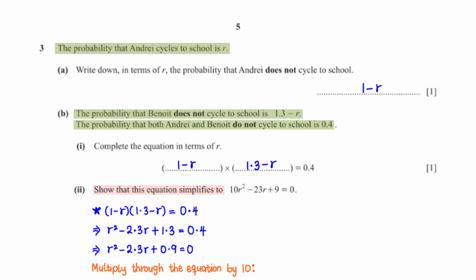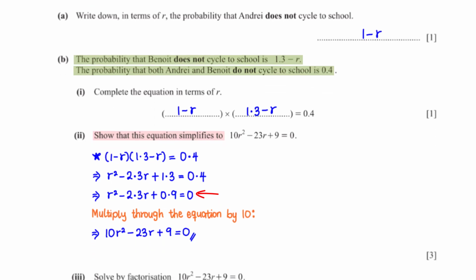Show that this equation simplifies to 10r squared minus 23r plus 9 equals 0. When we multiply 1 minus r and 1.3 minus r, we have r squared minus 2.3r plus 1.3. When we move all the terms to one side of the equation and group like terms, this is what we have. To get this equation in the form specified in the question, we need to multiply through the equation by 10. 10 times r squared is 10r squared. 10 times negative 2.3r is negative 23r. 10 times 0.9 is 9 and 10 times 0 is 0.